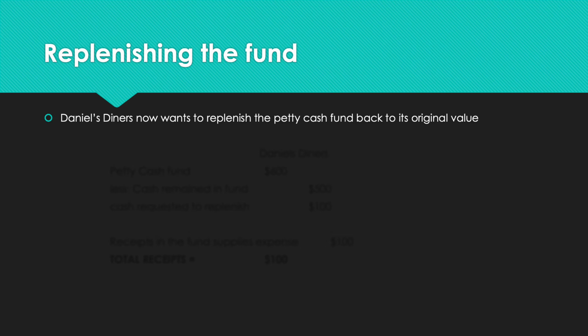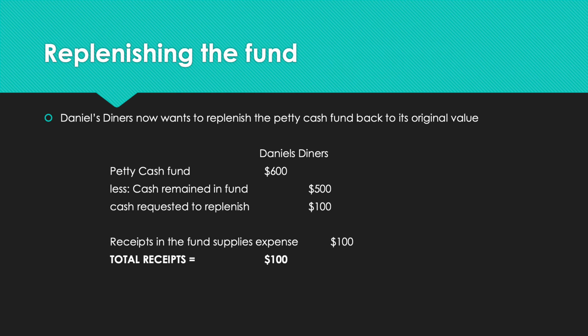Finally, in order to replenish the petty cash account, they will record the original balance of $600, take away the current balance, which is $500. This will equal the cash to replenish being $100, and they will record the supplies receipt of $100.